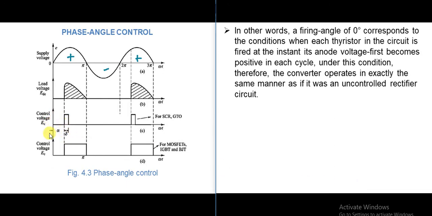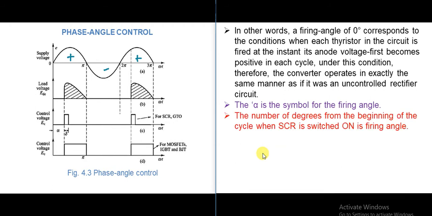So in uncontrolled rectifiers, we don't have alpha. We cannot fire or trigger the diodes. Uncontrolled rectifiers use diodes. Controlled rectifiers use SCRs. So as soon as we apply the voltage at which the diode gets forward biased, we get the output. The alpha is a symbol of firing angle.